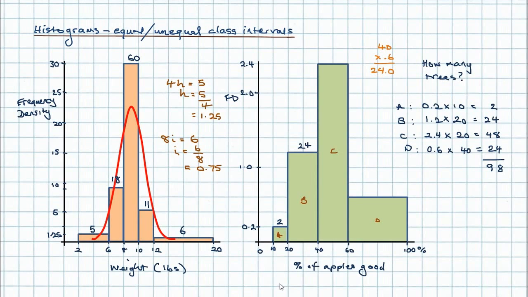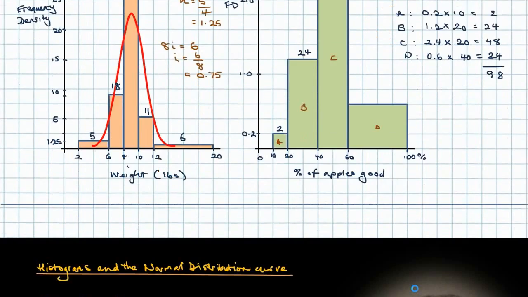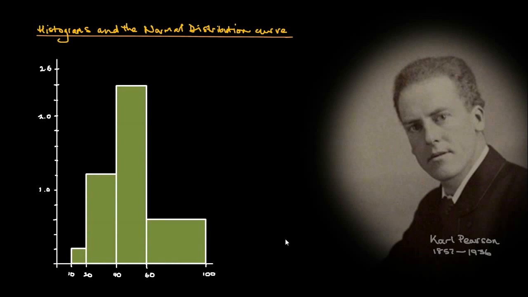Lastly, what about adding this normal distribution curve over the top, superimposing it over a histogram like this? Well, it's not strictly speaking necessary, but when you've got unequal class intervals, it becomes a slightly different proposition. So in part 2, I'm just going to consider that idea.